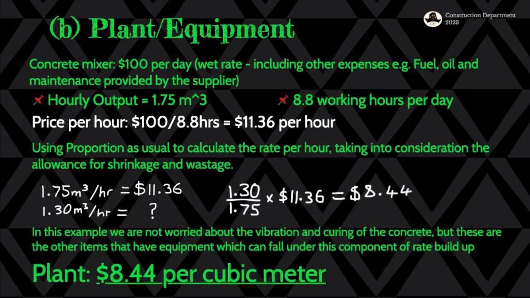So we are going to see that that's the wet rate. So for our hourly output, we're going to find that we're going to have 1.75 cubic meters that is going to be produced every hour, that's going to be mixed after every hour. And then, like I said, we're going to have 8.8 working hours in a day, which means that's not the conventional according to what most industries or most sectors consider as the working hours for a day. Some will say 8 hours, but here we're going to be saying 8.8 hours.